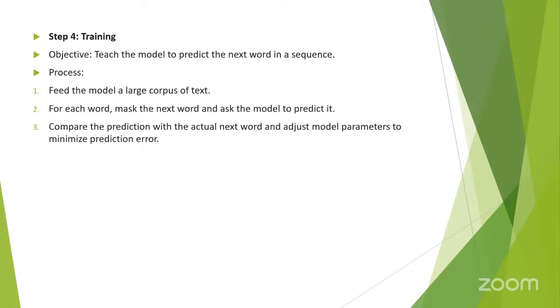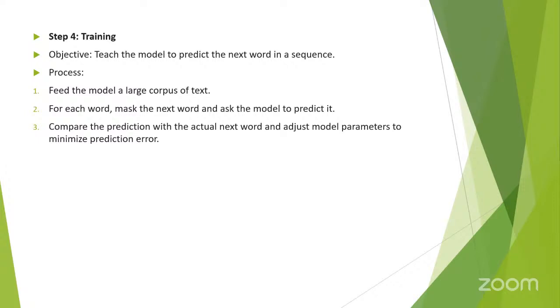So the training means we will teach the model to predict the next word in the sequence. Okay, so what is the process for that? We will feed the model with a large corpus of text, whatever the data set or database we have, the big corpus, like we have already understood. We have already trained our model on a large amount of data.